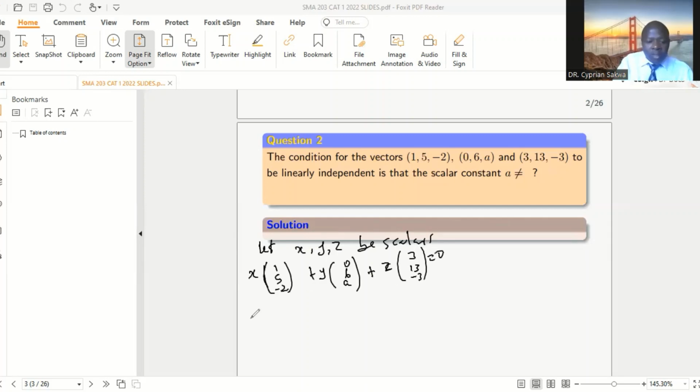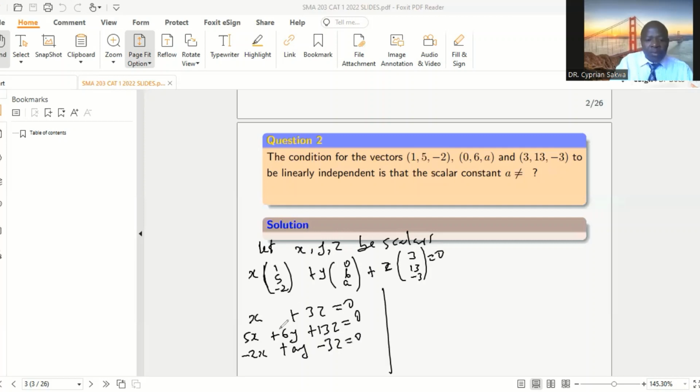So when you open these brackets, then you can have x plus 0y plus 3z is 0. And here we have 5x plus 6y plus 13z is 0. And here we have negative 2x plus ay, this is ay, minus 3z is 0.